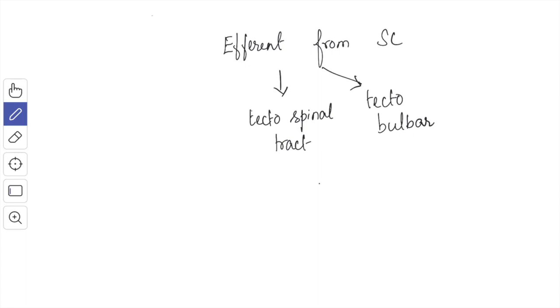Unilateral lesion of the superior colliculus results in the relative neglect of the visual stimuli and inability to track the moving object in the contralateral field of vision, although the eye movements are normal.